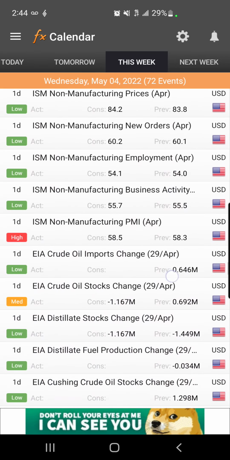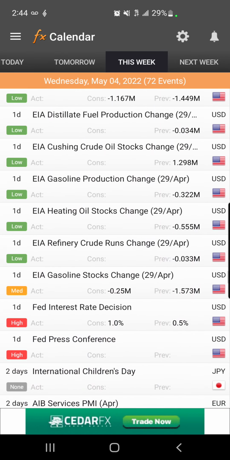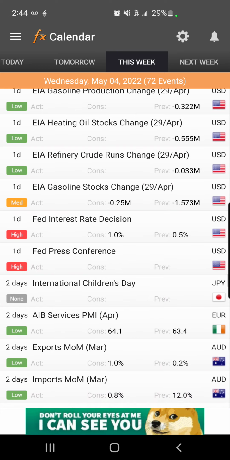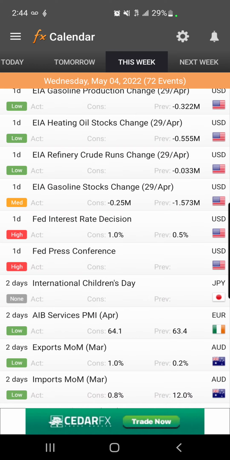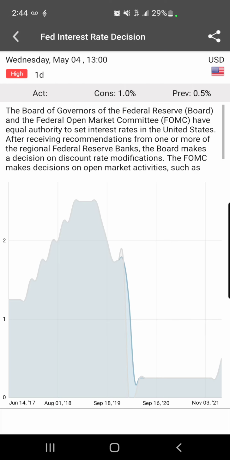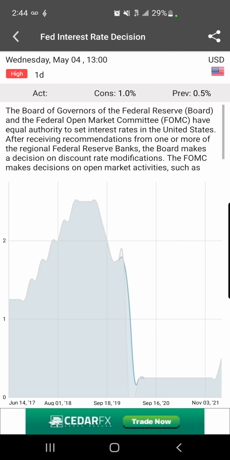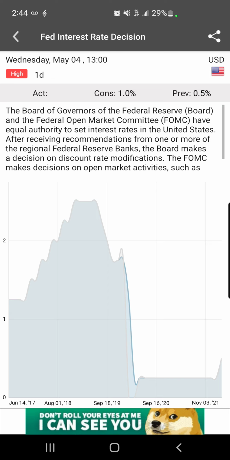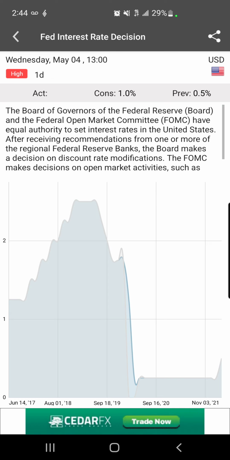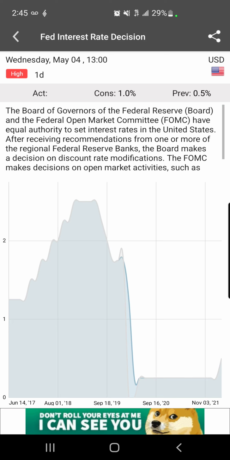And I believe we also have the Feds that should be speaking. There we are. So the Fed's interest rate decision is going to be a big key decision there. As you can tell, the Board of Governors are going to be meeting and deciding on the interest rate. I'm hearing either a quarter or half a percent basis point.